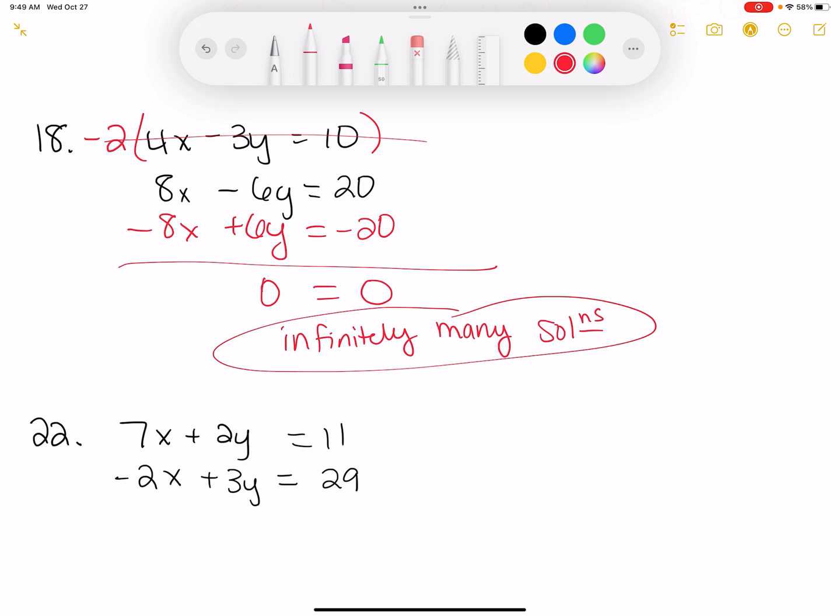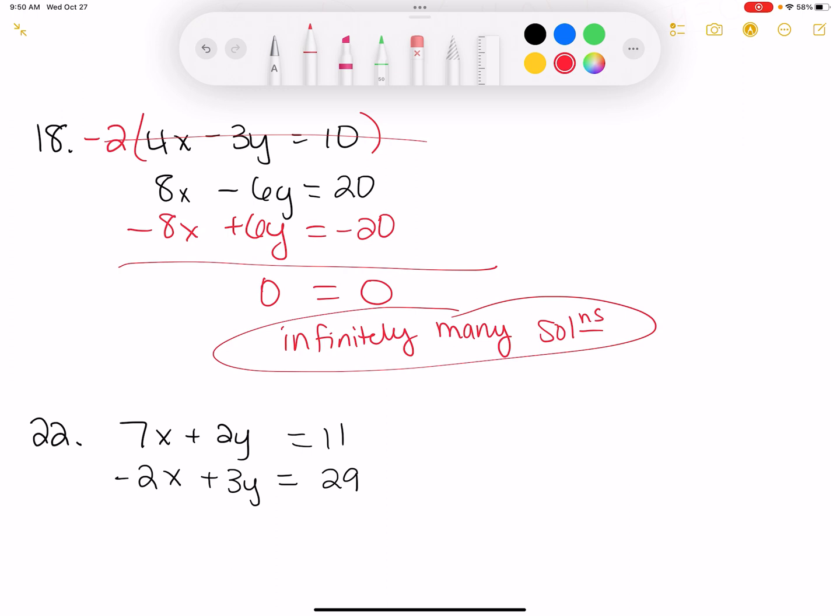So what I will tell you about these kind, the foolproof method that works every time, is to figure out what variable you're dealing with, multiply the top equation by the number from the bottom, and multiply the bottom equation by the number from the top.